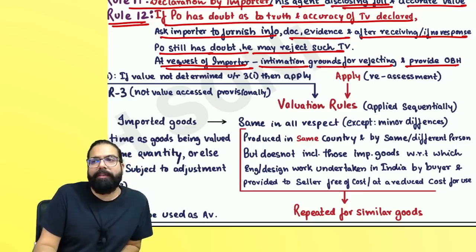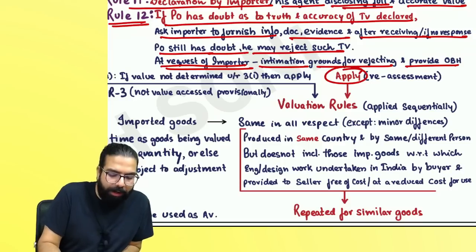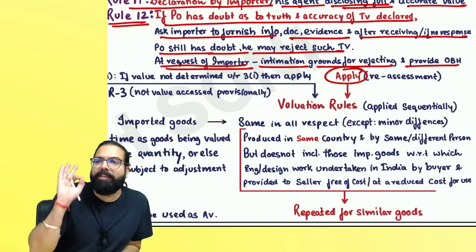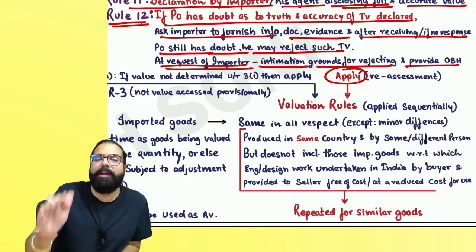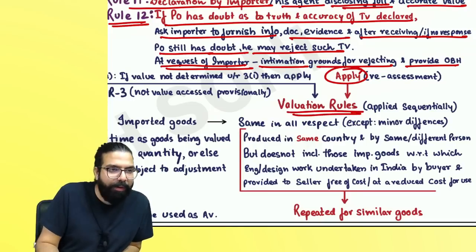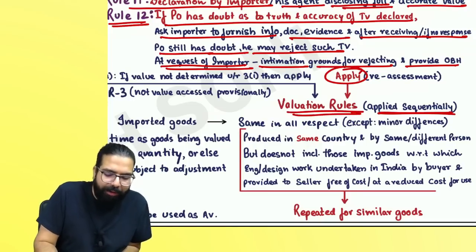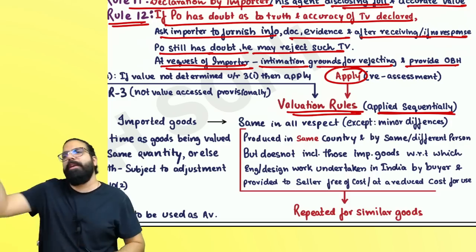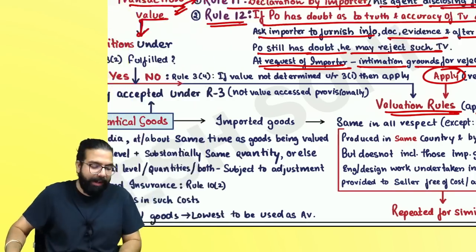Once the officer rejects the transaction value, what will he apply? He will do reassessment. Basically, the assessment you had done, the self-assessment, he will reassess the duty by applying the valuation rules. Are we clear, everyone? And valuation rules are always applied sequentially, meaning he will go with rule number 4, 5, 6, 7, etc.